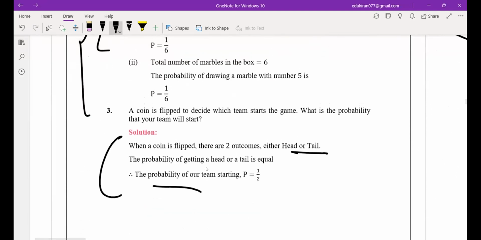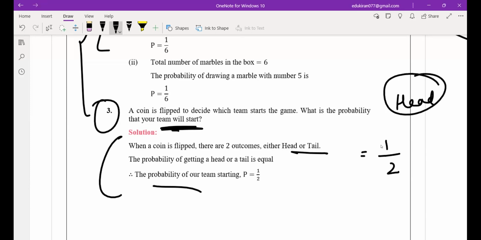Okay. Now quickly let's discuss this. Question number 3. A coin is flipped to decide which team starts the game. What is the probability that your team will start? So there are only 2 outcomes and only one will come. For example, your team chooses head, right? So what is the probability of getting a head? 1. And how many total outcomes are there? 2. Right? Yes, ma'am. Right, guys? Yes, ma'am.